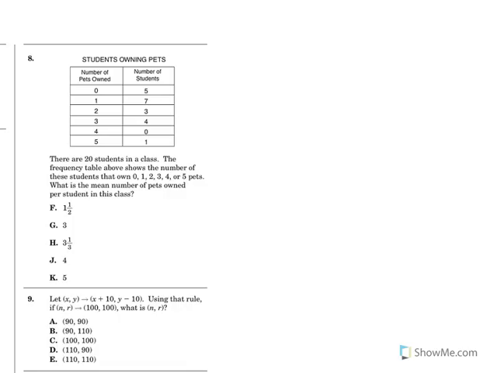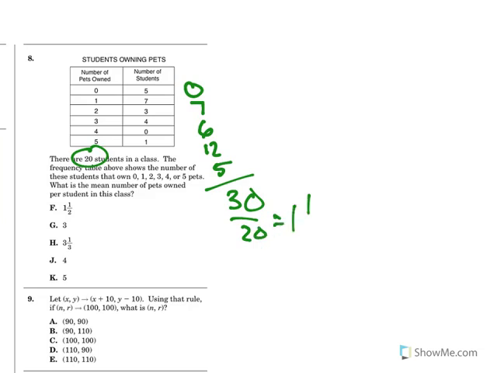This one shows up a lot on the 8th grade test. So we're going to multiply 0 times 5, 1 times 7, 2 times 3, 3 times 4, and 5 times 1. That's going to give me 30. It said there were 20 students in the class, so that should give me 1.5 as my average.